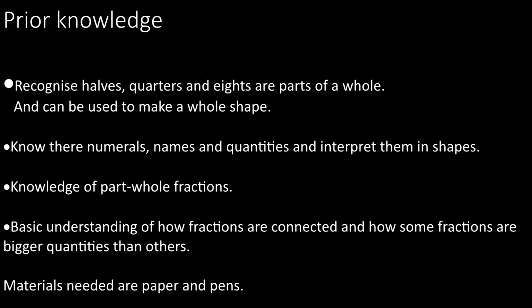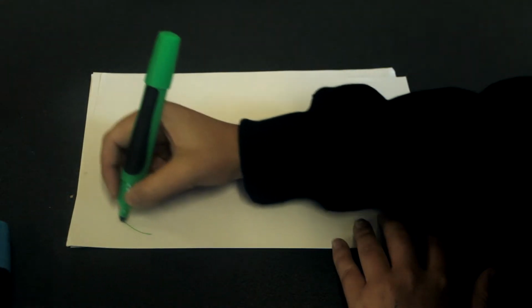The materials needed for this activity are paper and pens. The activity I've prepared is called Complete Me. The students will work in pairs and draw a large circle on their piece of paper.